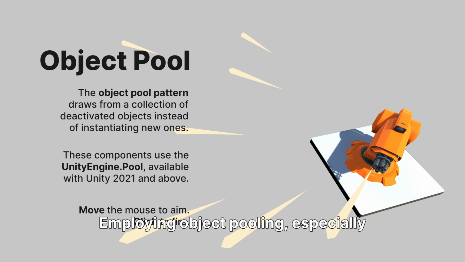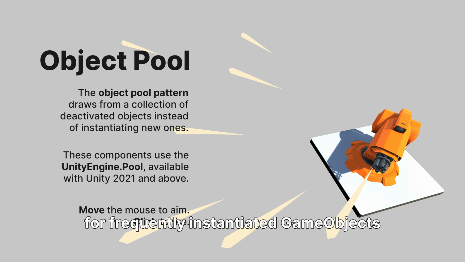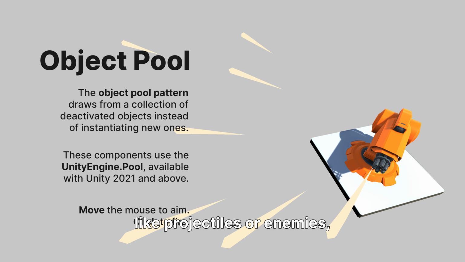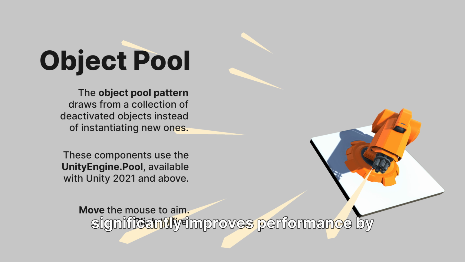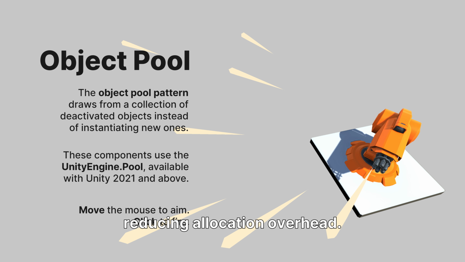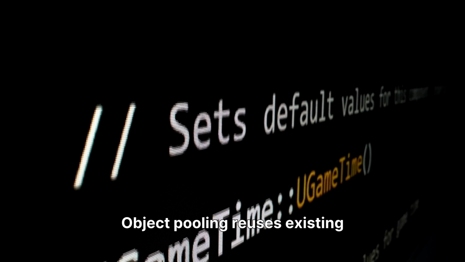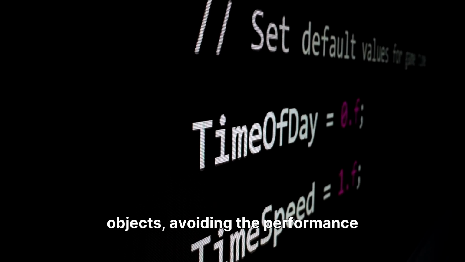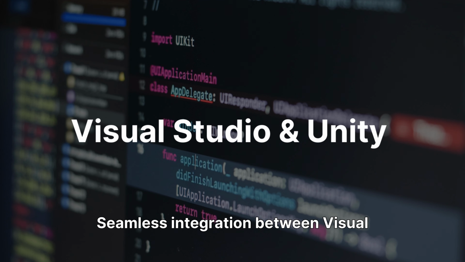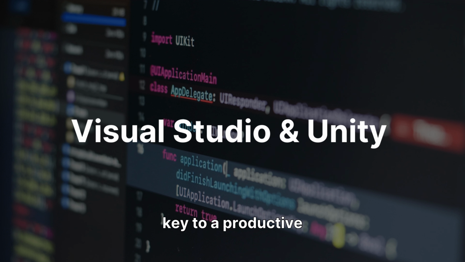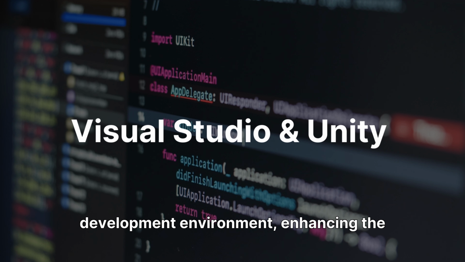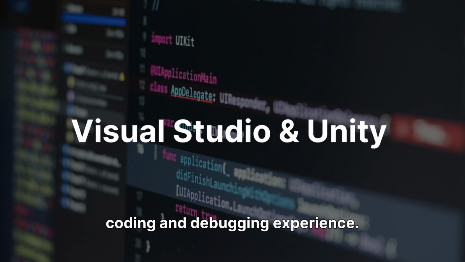Employing object pooling, especially for frequently instantiated game objects like projectiles or enemies, significantly improves performance by reducing allocation overhead. Object pooling reuses existing objects, avoiding the performance hit of creating and destroying them repeatedly during gameplay. Seamless integration between Visual Studio and Unity is key to a productive development environment, enhancing the coding and debugging experience.